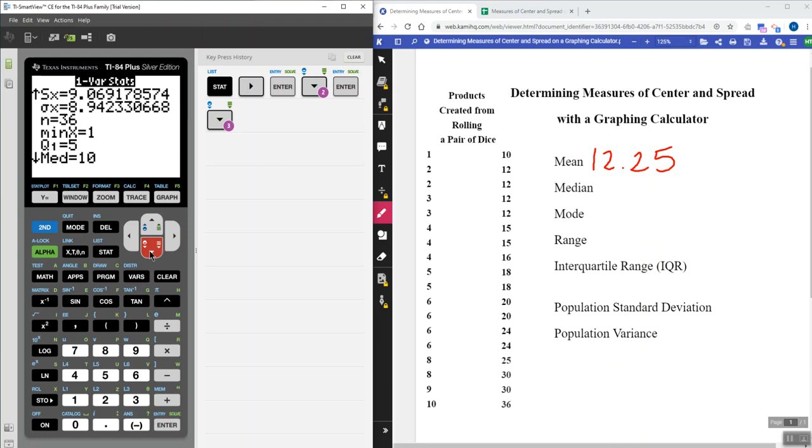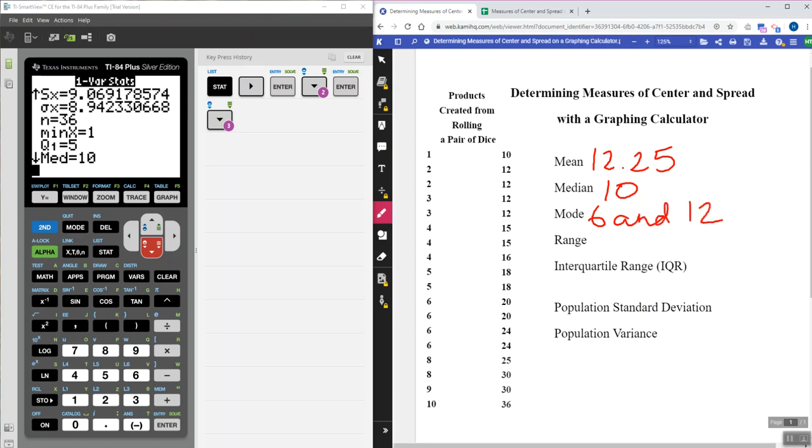So it is 10. And then my mode is not listed, but I can count. I noticed that I have 4 6s and 4 12s. So this is bimodal. There are 2 modes, 6 and 12.